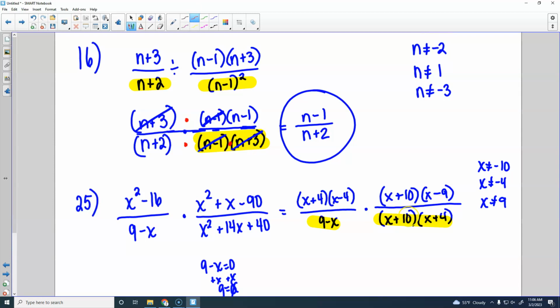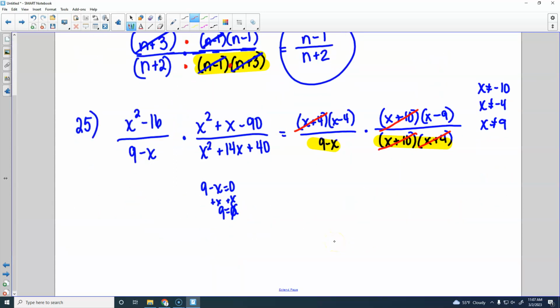Now we can cancel. I can cancel this x plus 10 and this x plus 10. I can cancel this x plus 4 and this x plus 4. Now, 9 minus x, x minus 9. Do those cancel? They're not the same, right? Because subtraction is not commutative. We cannot switch the order, but they're really close to canceling, right? All I need to do is switch the order, and they would cancel. So there is a way that we can get these to cancel, okay?